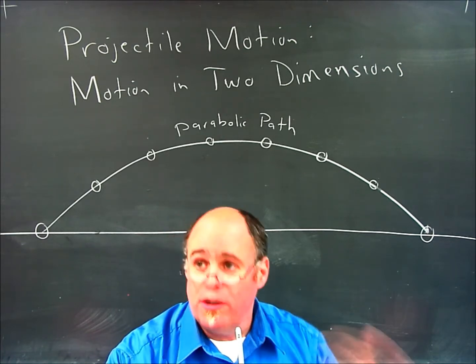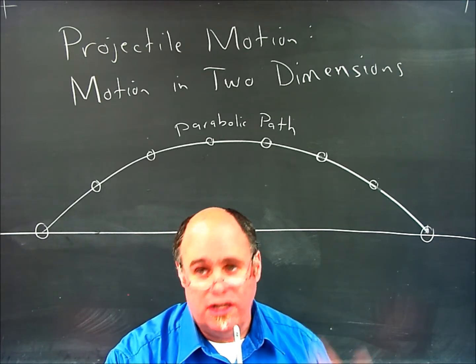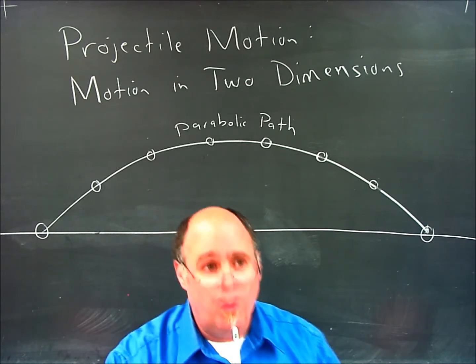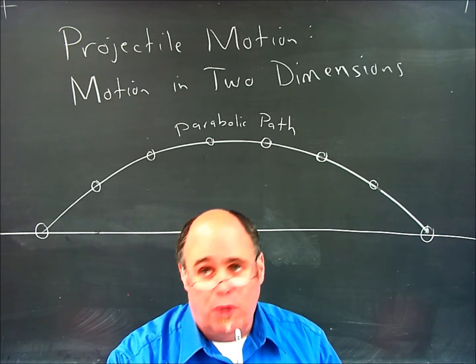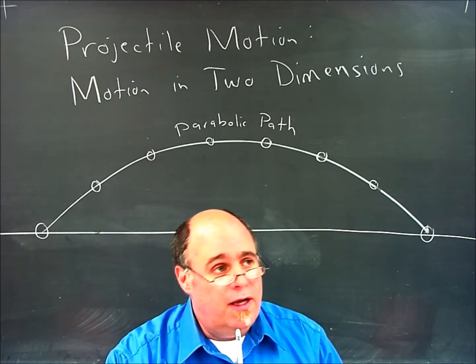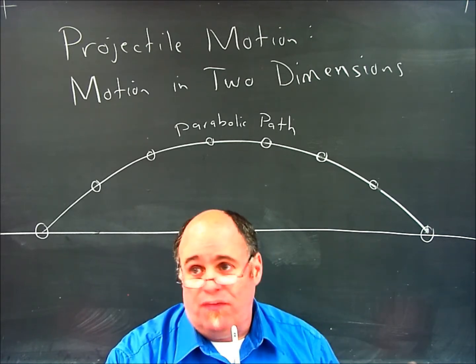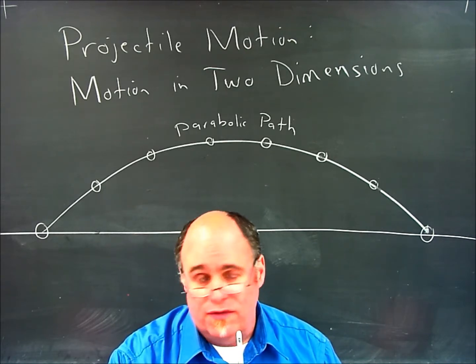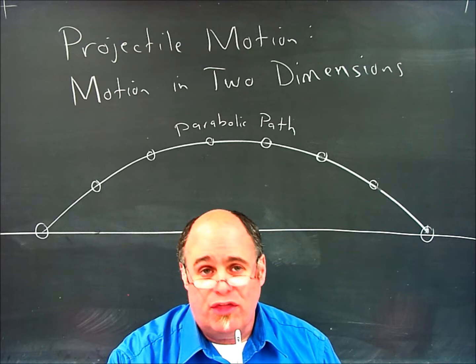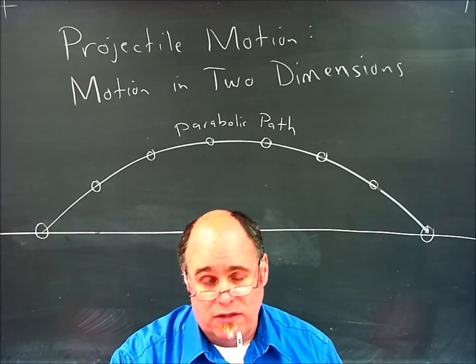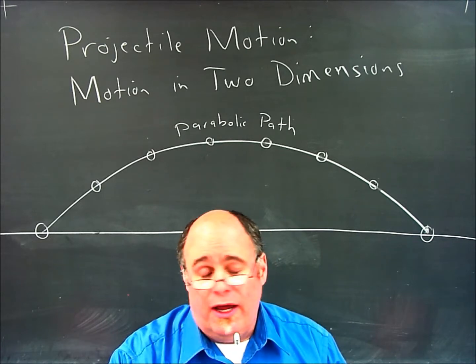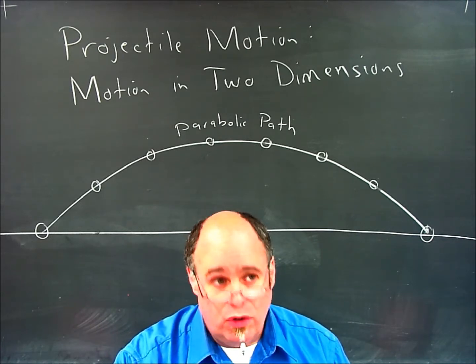It's not accelerating itself once it leaves the object that's launching it. If it's a football, once it leaves the foot. If it's a bullet, once it leaves the gun. If it's a golf ball, once it leaves the club. Whatever launched it, once it leaves, it is going to be traveling through the air in two-dimensional space. It'll follow a parabolic path, and we call that projectile motion.